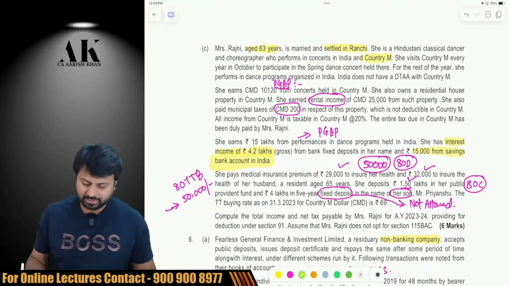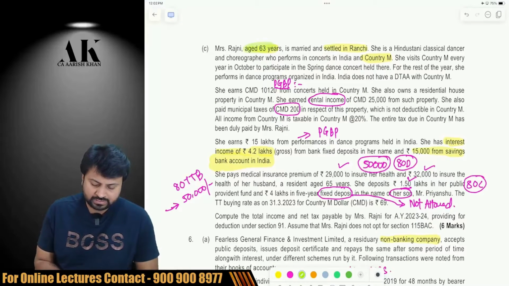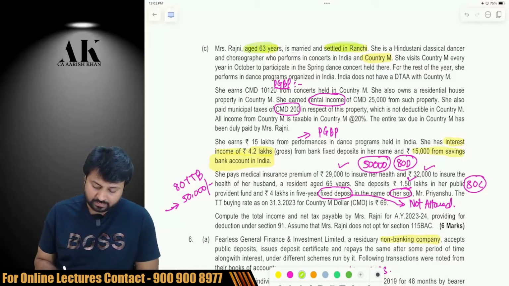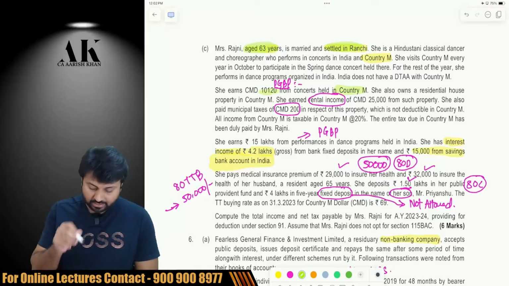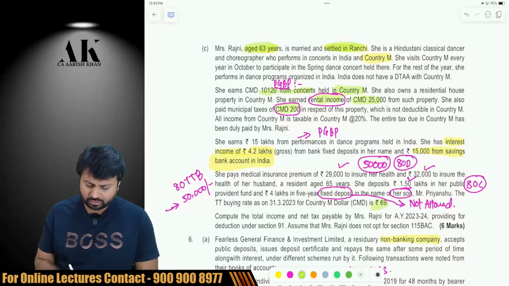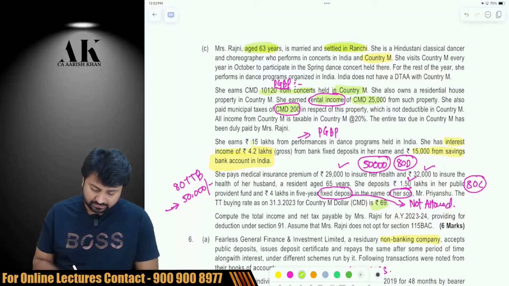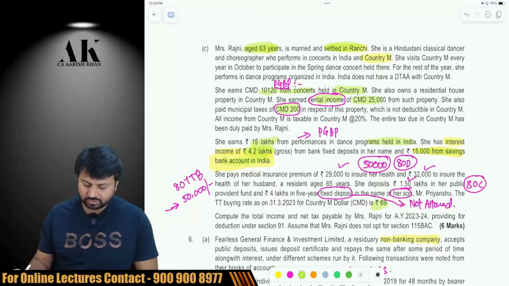Now, the next one is a very simple DTAA question. Mrs. Rajni is a 63-year-old senior citizen settled in Ranchi. She is earning some income from country M in India. The first income from country M is $10,120 from a concert, and you have to convert that at 69 rupees. Then she is earning some rental income of $25,000. On that, you have to deduct $200 of municipal tax, and then 30% standard deduction. Then she is earning 15 lakh rupees from a performance held in India, and interest of about 4.2 lakhs. 15,000 from a savings bank account also in the form of interest.